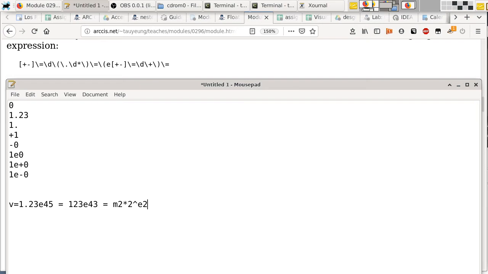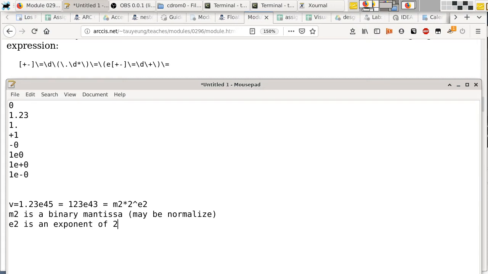M2 is a binary mantissa. It may be normalized, because normalization is pretty easy to do. All we're doing is shifting things and changing the exponent, so whether it is normalized or not is not a big concern. The bigger concern is that E2 is an exponent of 2. That is the difficult part. We don't have an exponent of 10 anymore. There's no 10 to the power of something anymore.